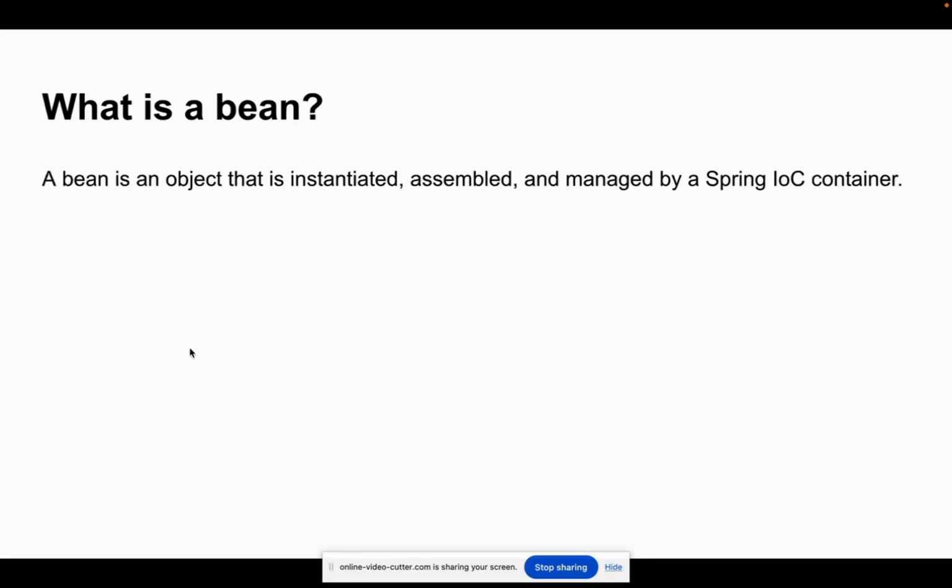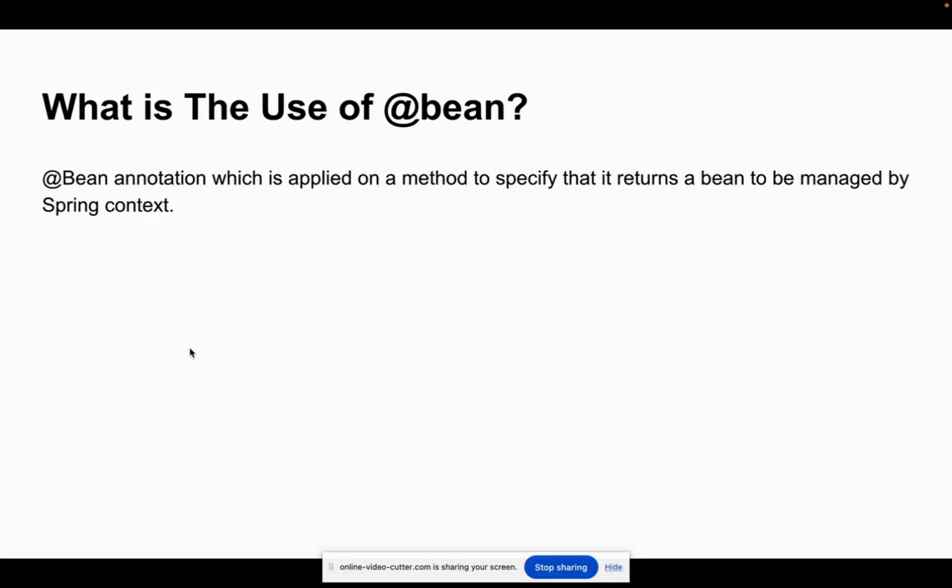Now, what is a bean? A bean is an object that is instantiated, assembled, and managed by the IOC container. Now, what is the use of the bean annotation? The bean annotation is applied on a method to specify that it returns a bean to be managed by the Spring context.